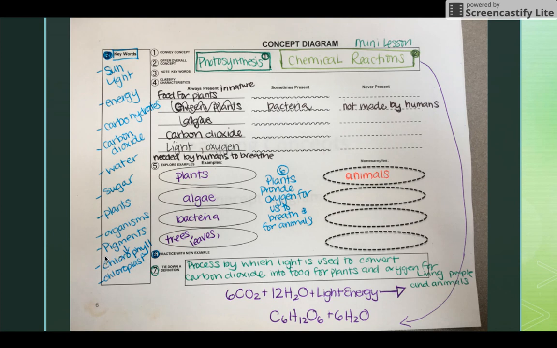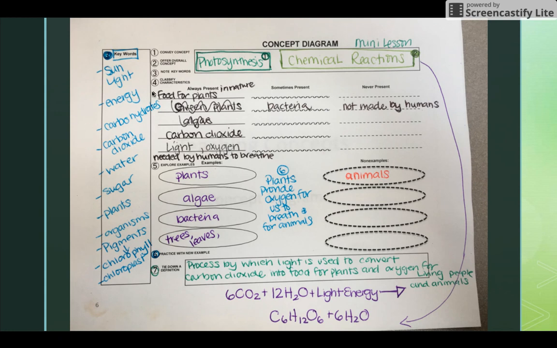And then I got a little carried away here. I wrote pigments, chlorophyll, and chloroplast, which are more detailed components of where photosynthesis takes place. But just for the sake of this mini lesson, I tried to keep it not vague, but just more of a general overview of what photosynthesis is.